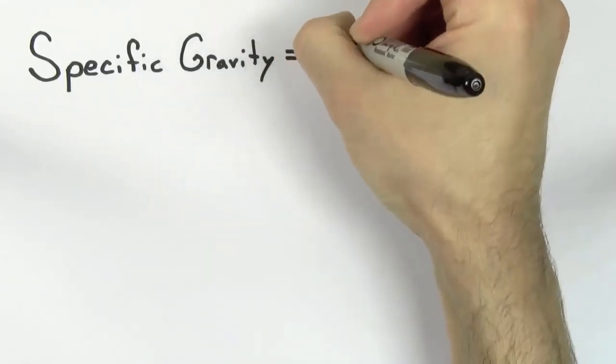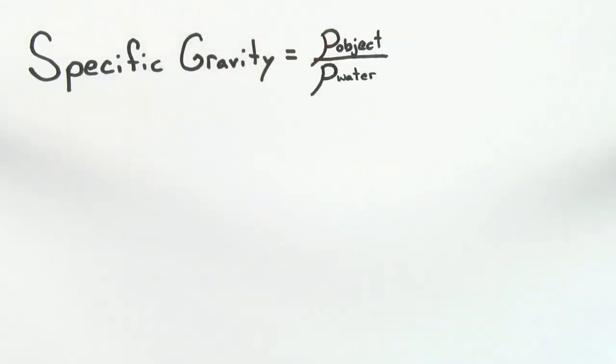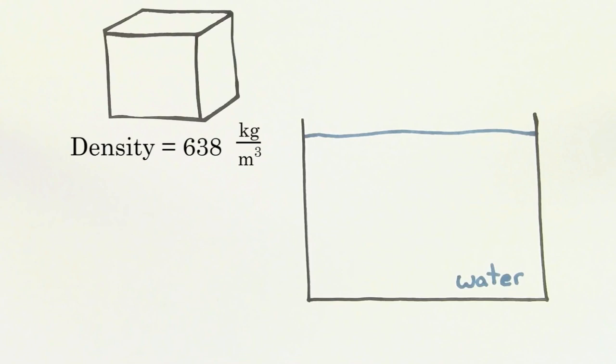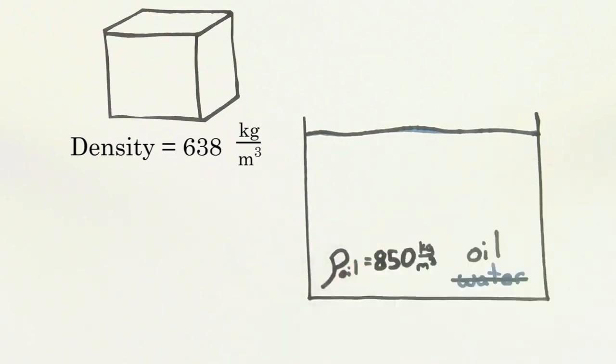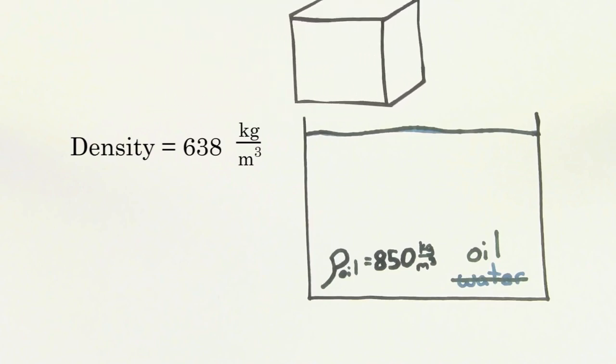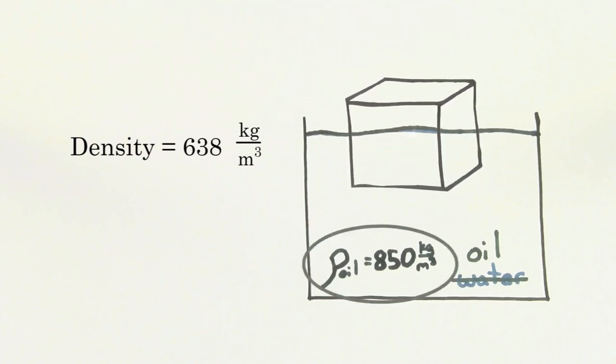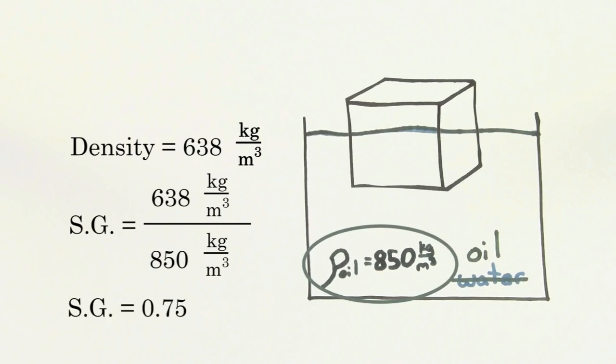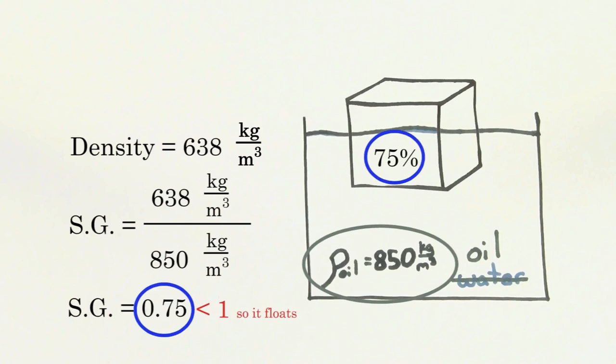Usually when people are referring to the specific gravity, they're referring to the density of the object divided by the density of water. But sometimes it's useful to define the specific gravity with respect to a liquid that's different from water. For instance, if you were to let some wood of density 638 kilograms per meter cubed float in oil that has a density of 850 kilograms per meter cubed, you could still find the percent of the wood that's submerged underneath the oil. Just use the density of oil instead of the density of water in the specific gravity formula. If we do that, we'll find that the wood does float in this oil, with 75% of the wood's volume submerged beneath the surface of the oil.